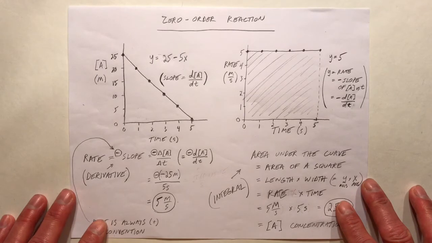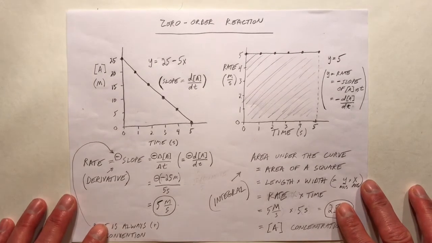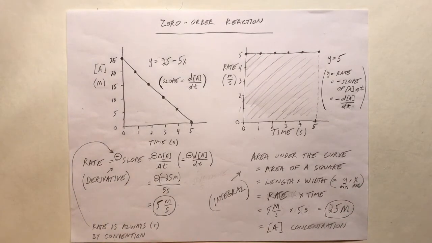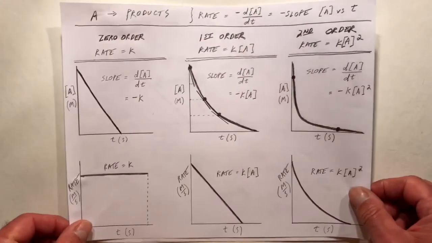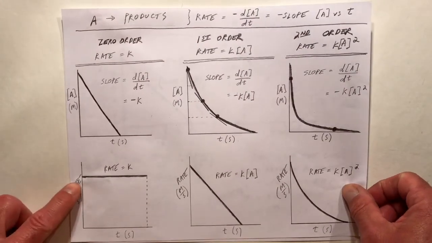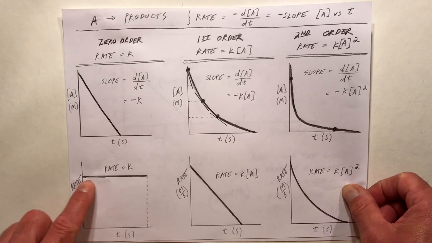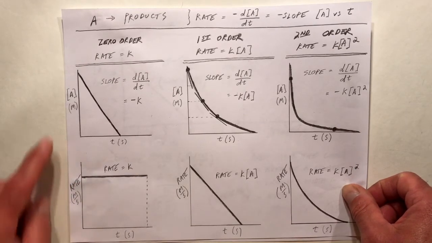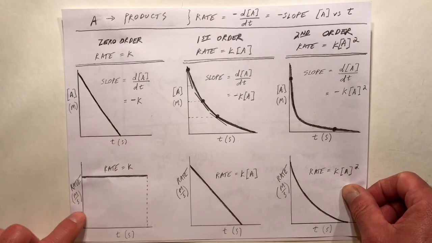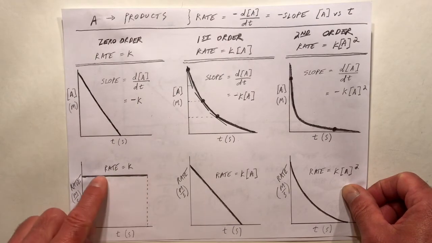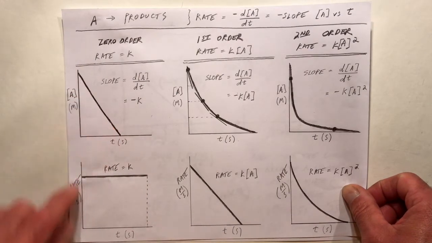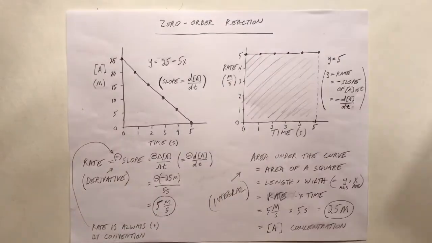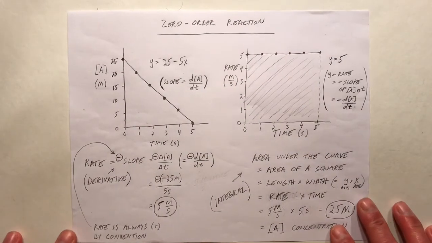So let's take a look at a zero-order reaction. Now just to remind you, a zero-order reaction has that the rate versus time graph is a straight line, and a concentration versus time graph, I guess this is a flat line, right? This is a straight line at an angle. Rate versus time is a flat line. So let's take a look at an example.